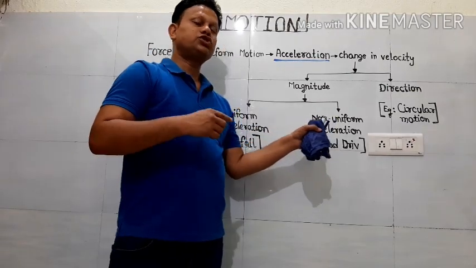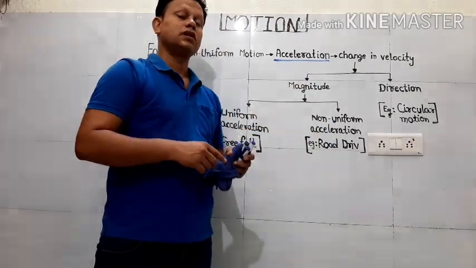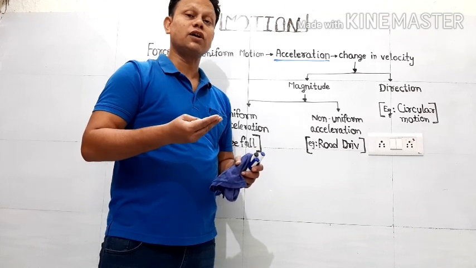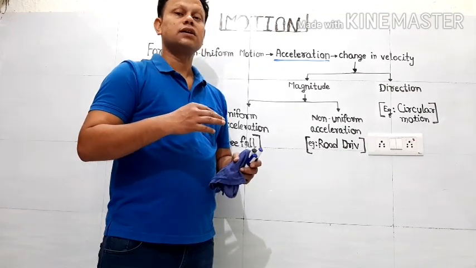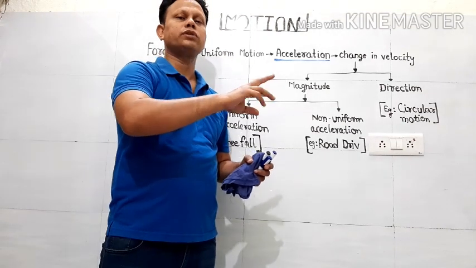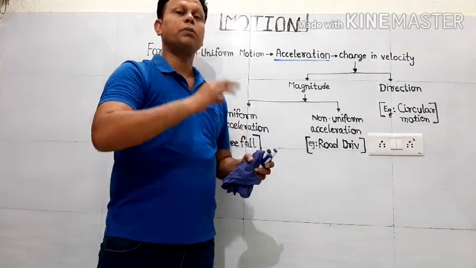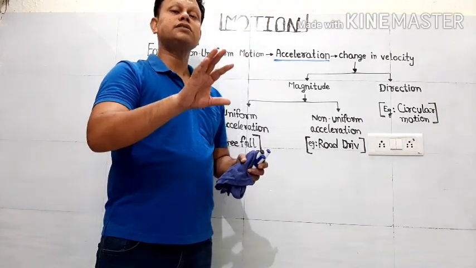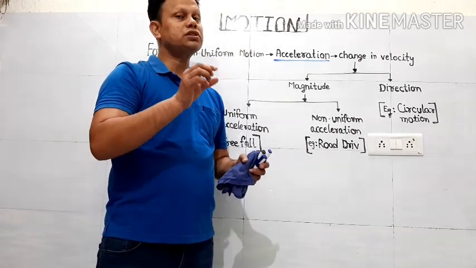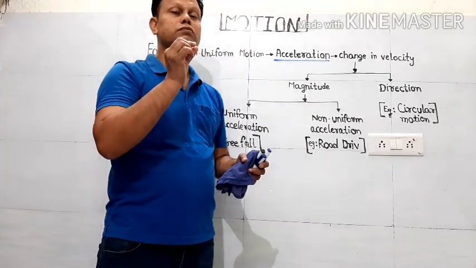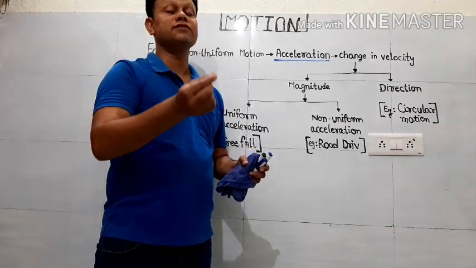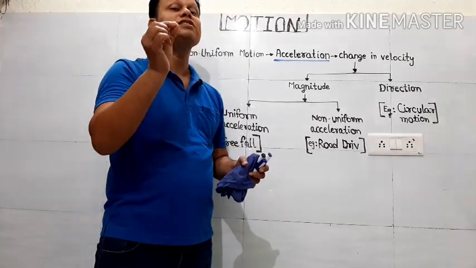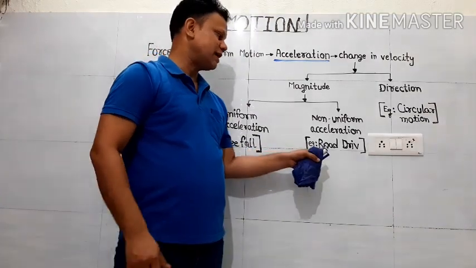But when the change in magnitude of velocity is not fixed, means when the rate of change in velocity is not fixed, means at one time the speed change has some value, suppose, but after some time when you observe, the change in velocity is something different. So in that situation, the body is not moving with a fixed value of change in velocity. Means there is a change in the magnitude of velocity, but the rate by which it is changing is not fixed. For example, road drive.